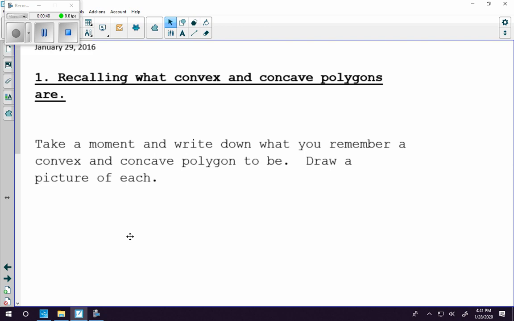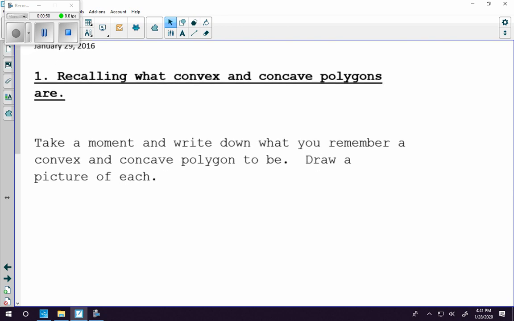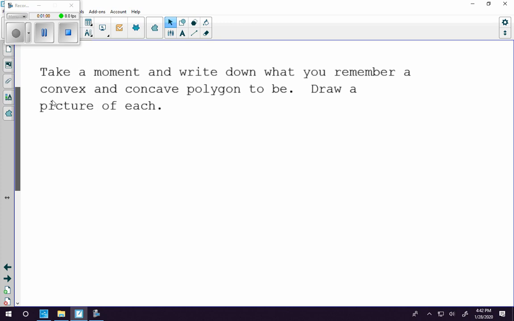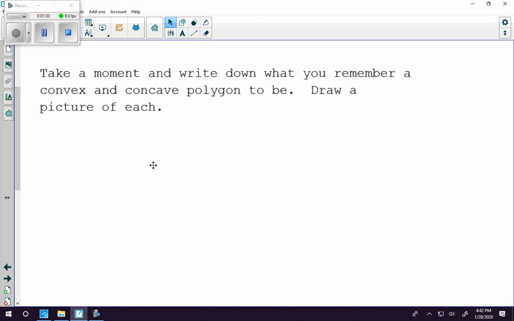The way I like to say it is a convex polygon has all vertices that are not punched in, if you will. And then when we talk about how that differentiates from a concave, concave polygons have one or more vertices that are actually punched in. So where it says take a moment and write down what you remember about convex: a convex polygon has no vertices punched in or caved in, and a concave polygon has one or more vertices punched in, if you will.